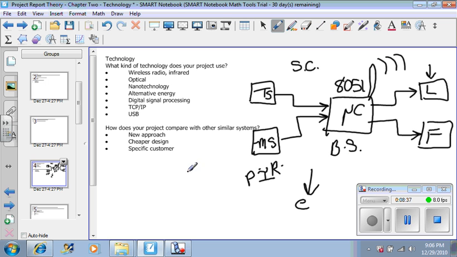So this is within your range, in your ability to do. There are not too many new systems that are going to be done at this level, but you can at least justify or explain the technology that's being used in your system. And you can compare your system with other systems on the internet and decide whether or not it's using a new approach or whether it's targeting a specific customer.